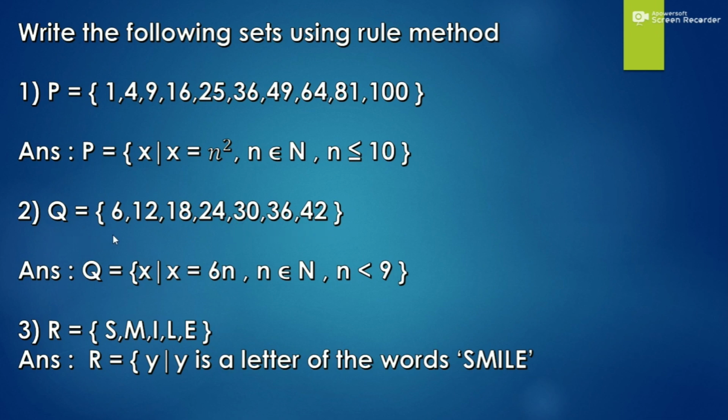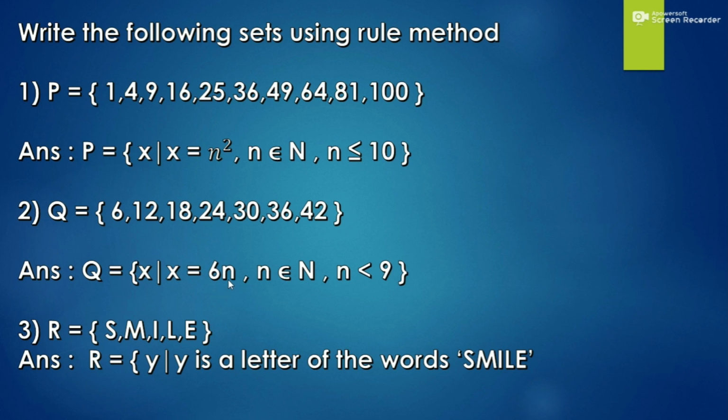In the set Q, all the elements are multiples of 6. Therefore we can put in the rule method, that is Q is a set of all x such that x is equal to 6n and n belongs to natural number and n is less than 9.